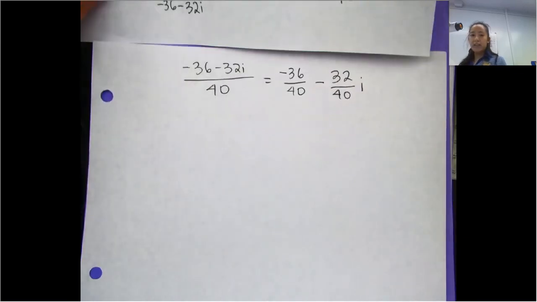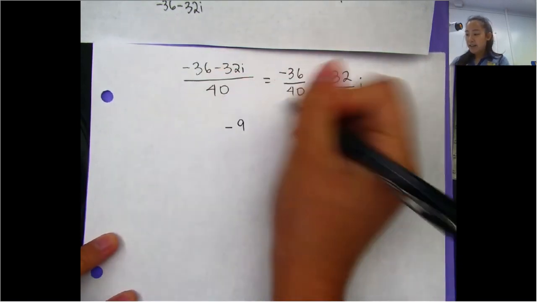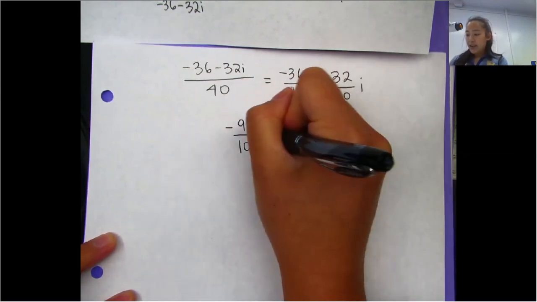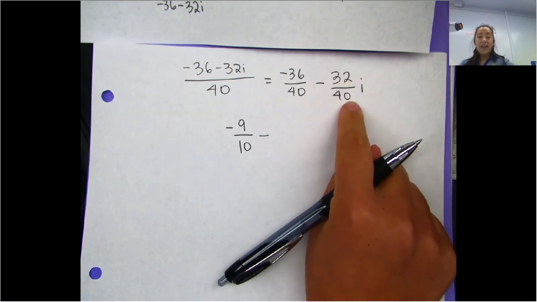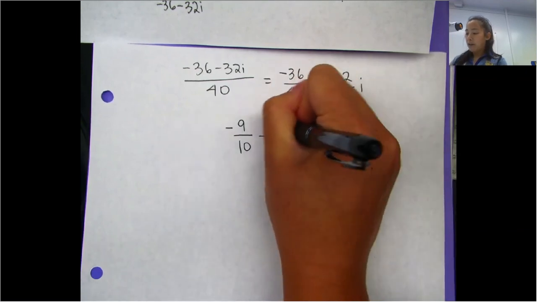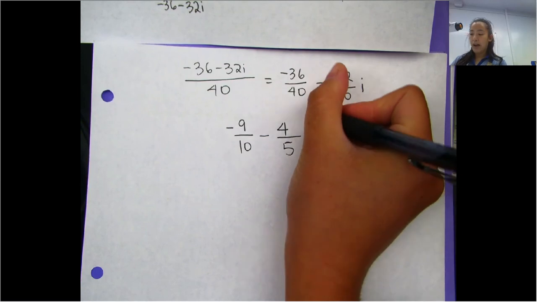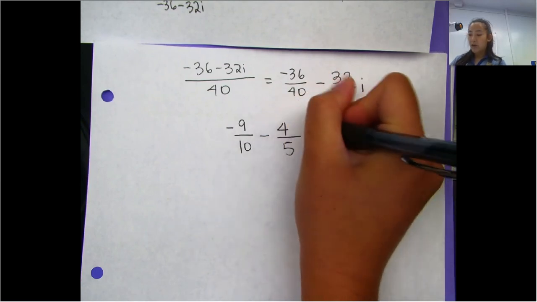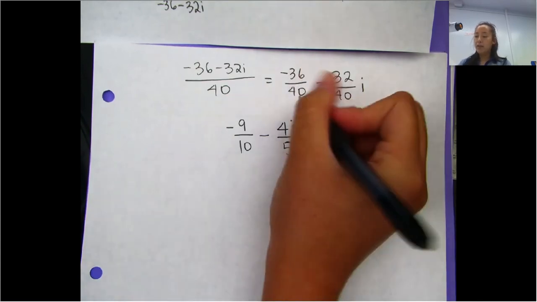So negative 36 over 40, we divide both the numerator and denominator by 4 because that's their greatest common factor. And so we have negative 9 divided by 10 minus, and then we divide 32 and 40 both by 8 because that's their greatest common factor. And we have 4 over 5. And so you can write i after, and you will have 4/5 i, or you can have 4i over 5. Okay, and so this is your result.